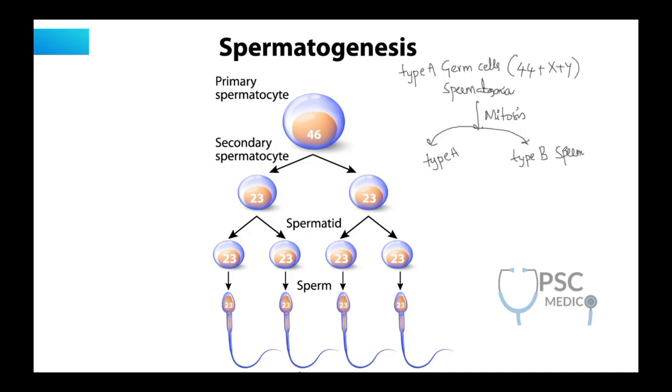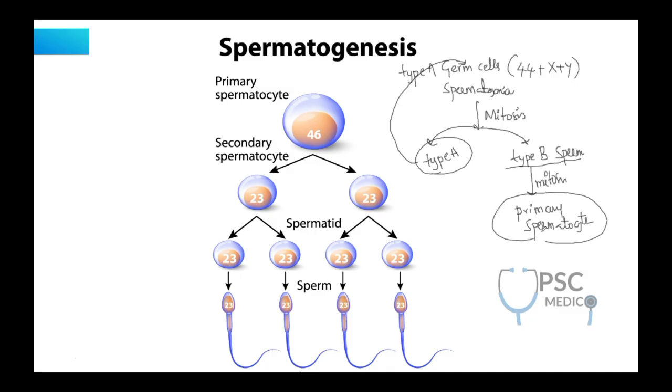So this is the first step. The type A divides again to maintain the population of the germ cells, whereas the type B now enters the process of spermatogenesis. During spermatogenesis, they undergo mitosis again, and the next step is they form the primary spermatocyte. It's a differentiating cell, a kind of committed progenitor cell, like in hematopoiesis. Once it enters the stage of primary spermatocyte, it should divide.